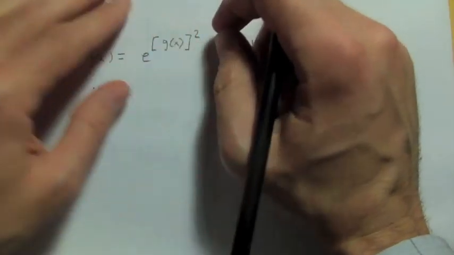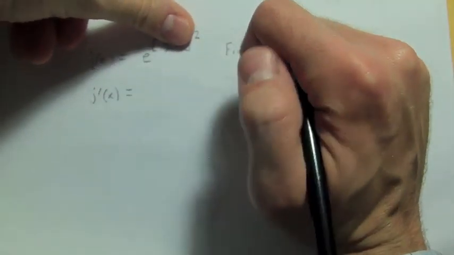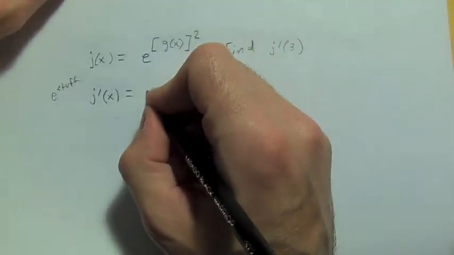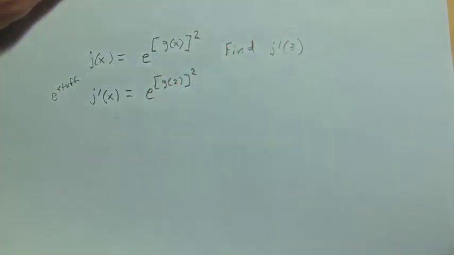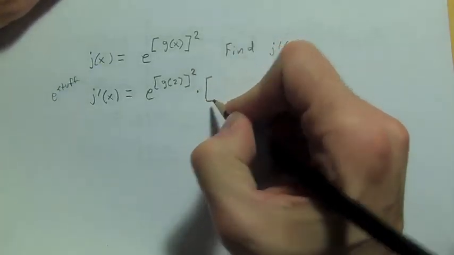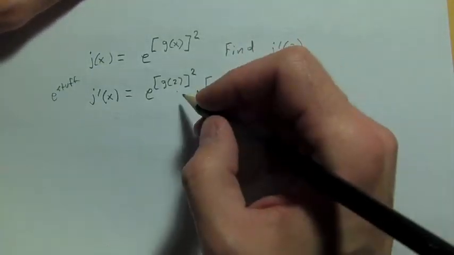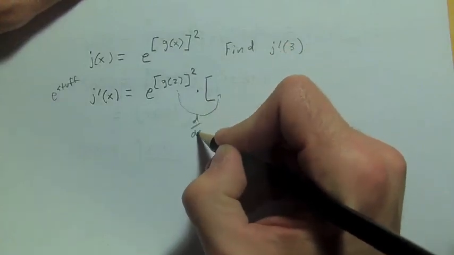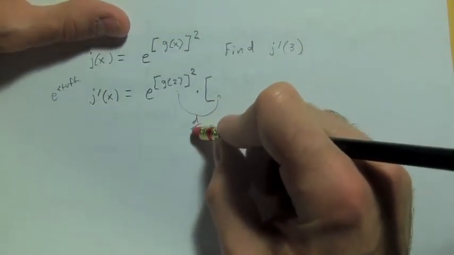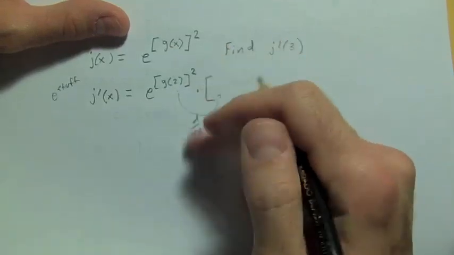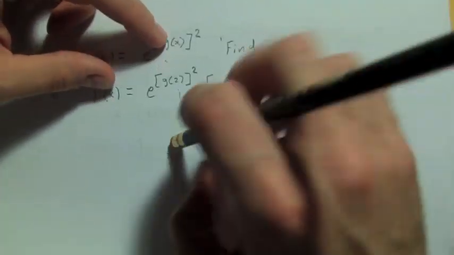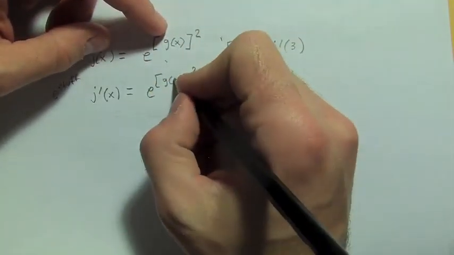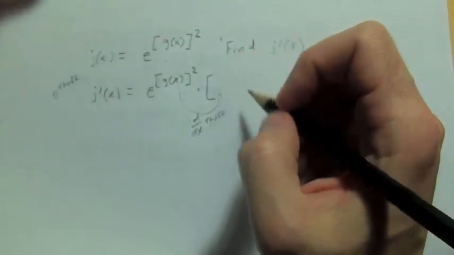Now this is e to the stuff, right? So this is e to the stuff case. So its derivative will be itself. Okay? Then times the derivative of the stuff, d over dx of the stuff. The derivative of the stuff, well, that's actually, and for some reason I wrote a 2 there. I don't know where that came from.